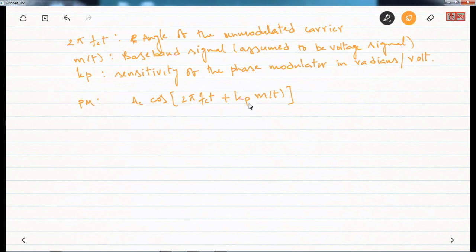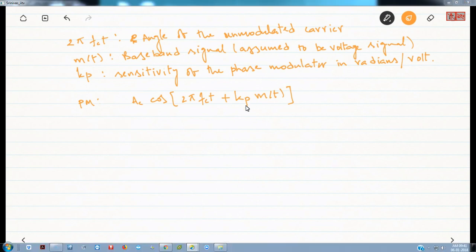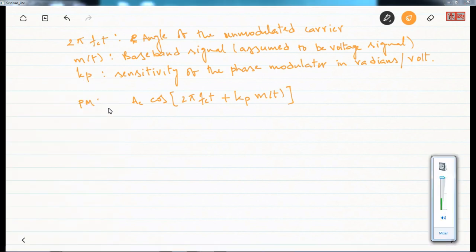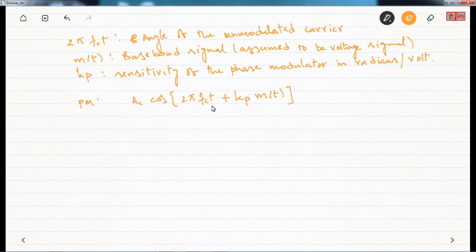And if Kp is very low, then even if m of t is changed by a large number of volts, this phase won't change that much. So Kp is just some sensitivity parameter of the modulator. It is just some constant. So this is the phase modulator. As you know, the phase of the carrier signal is being changed in accordance with the baseband signal.